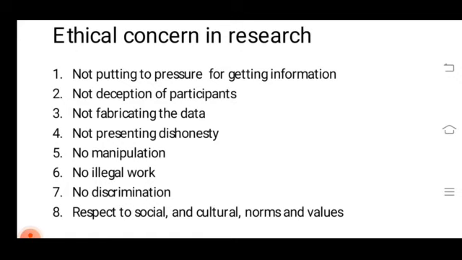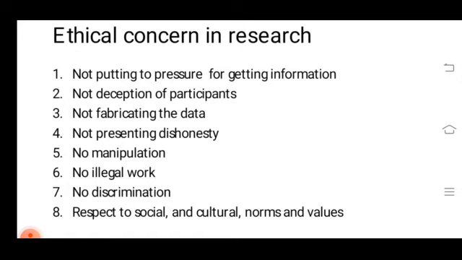Not fabricating the data is another concern. Researchers should not modify the facts, figures, and information while developing results as per the interests of the researchers. Researchers should present the figures and facts as they are in their report. Otherwise, the value of the research decreases.